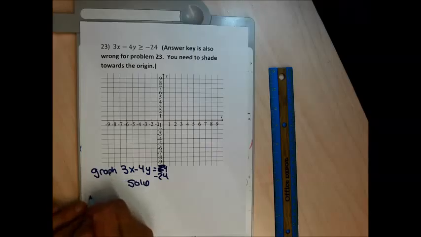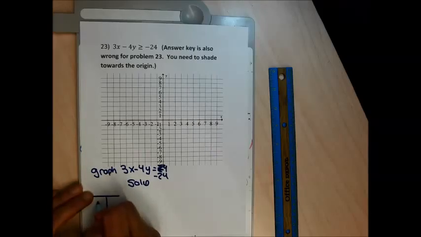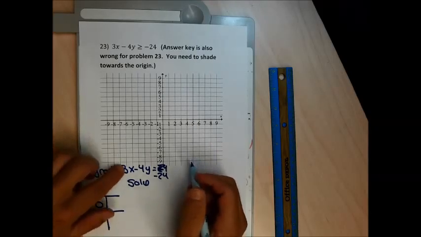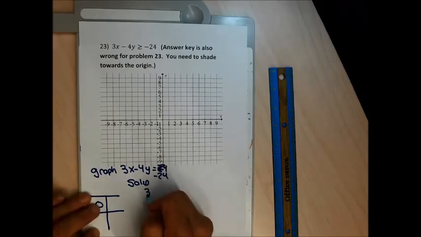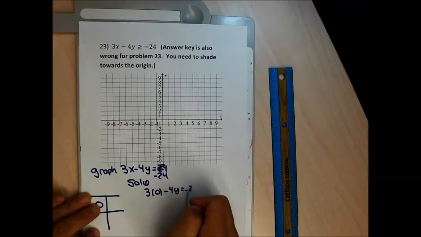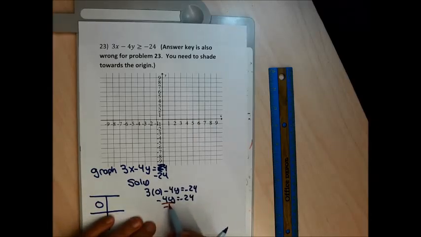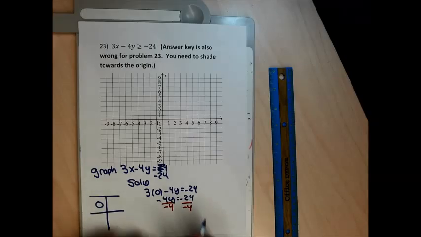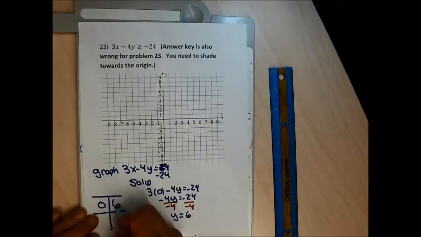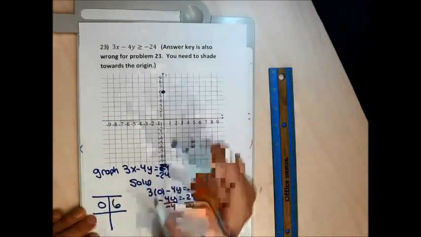So I'm going to plug in 0 for x first. When I plug in 0 for x, I go 3 times 0 minus 4y equals minus 24. This gives me minus 4y equals minus 24. And then I divide by minus 4, divide by minus 4. Both double negatives turn positive, and I get y equal to 6. The first point I'm going to plot is the point 0, 6.